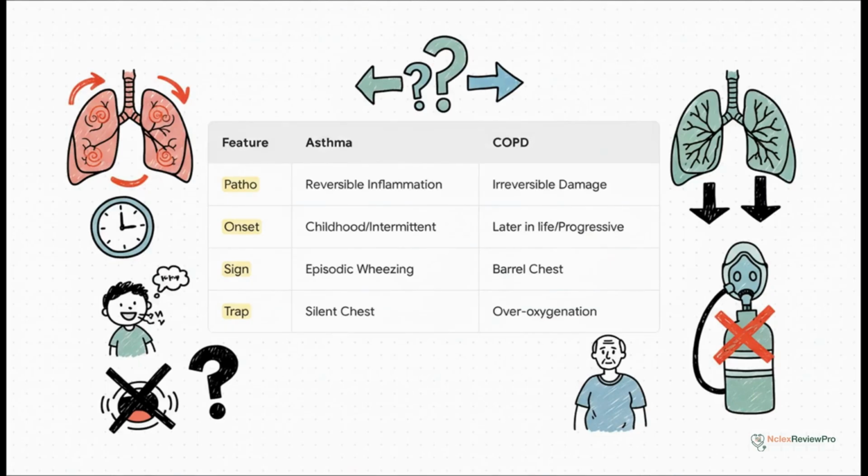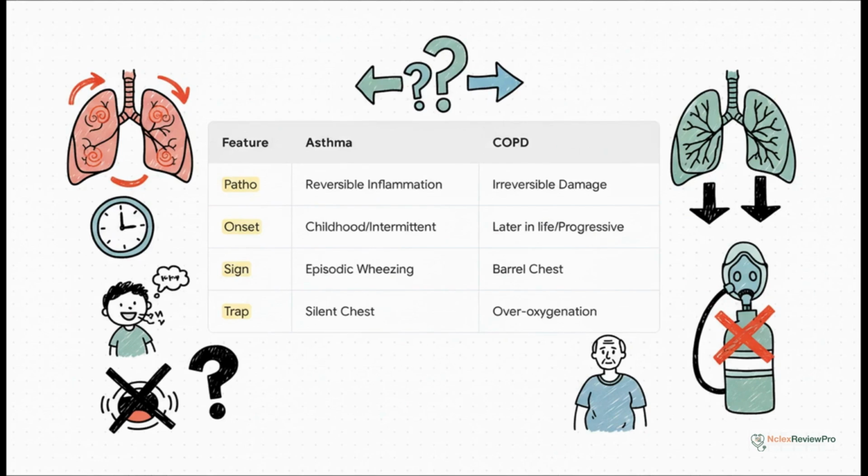Patho: asthma is reversible inflammation. COPD is irreversible damage. Onset: asthma is often younger and comes and goes. COPD is older and just gets worse. Hallmark sign: think episodic wheezing for asthma and that barrel chest for COPD. And the big scary priority traps: for asthma, it's that deadly silent chest. For COPD, it's over-oxygenation and knocking out their hypoxic drive.